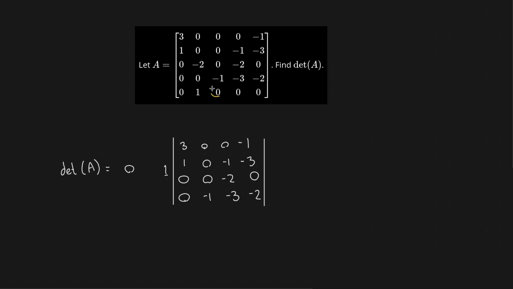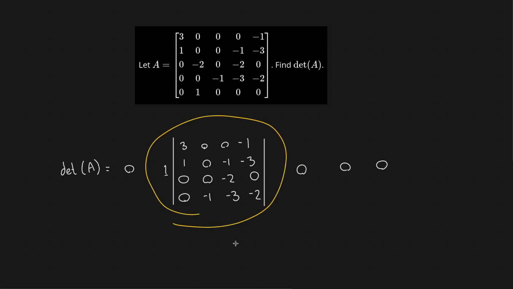Okay. Next entry in that last row is 0 again. So 0 times the determinant of whatever is the rest of the matrix is 0. And notice that's going to be the case for all of them. I get a 0, I get a 0, I get a 0. Okay. So those are going to be my cofactors. I only have to really worry about one 4 by 4.